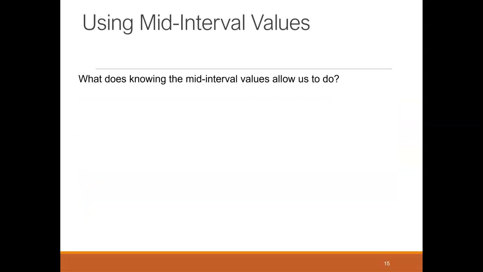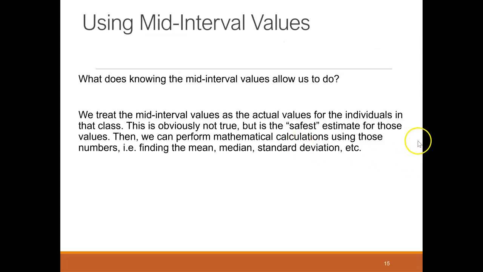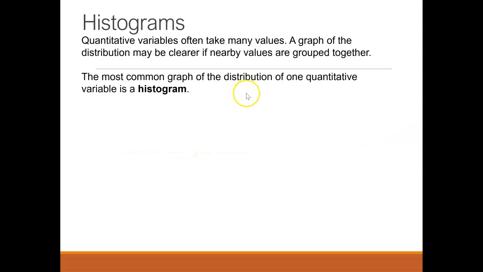So what can we do with this mid-interval value? I've hinted at this already. We can use that mid-interval value as an approximation, like an estimate for the value of every individual in that class. Now, it's not true, right? The individuals in that class certainly all don't have the same value, but it's a safe estimate to do a calculation with. And we've mentioned that now a little bit.